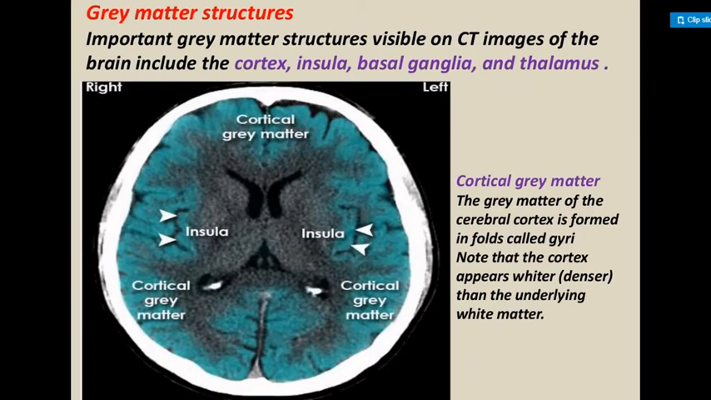Gray matter structures. Important gray matter structures visible on CT image of the brain include the cortex, insula, basal ganglia, and the thalamus. See on this slide, each one. The cortical gray matter, the gray matter of the cerebral cortex, is formed in folds called gyri. Note that the cortex appears whiter, denser than the underlying white matter.